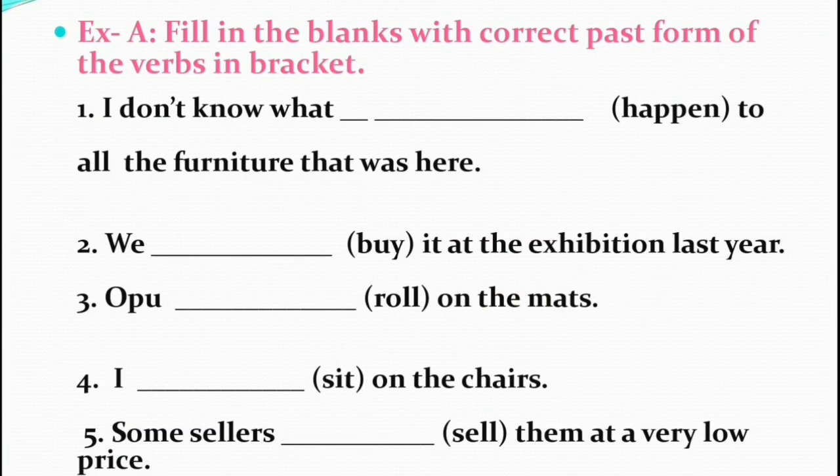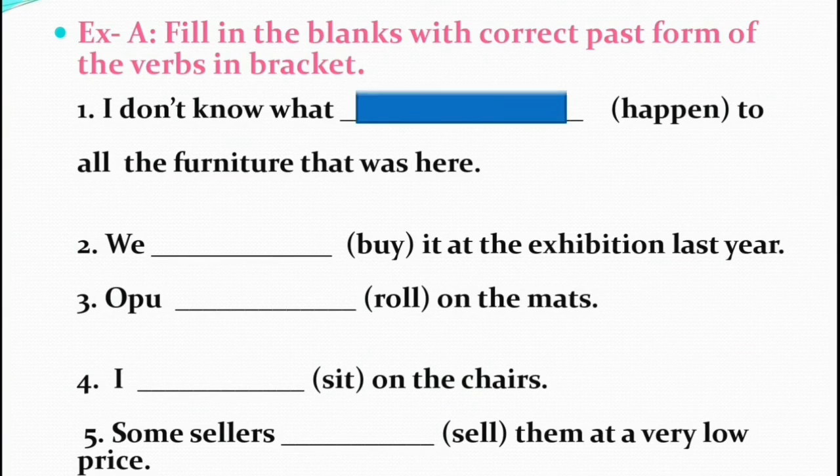Now here is one exercise given. You can see that there are some sentences given with a gap, and in brackets the verbs are given. Look at the instruction: fill in the blanks with the correct past form of the verbs in brackets. So you have to write the correct past form of the verb, and find out whether it is a regular verb or an irregular verb. Okay, the first one I have done for you. Look here. What dash, in the bracket it is given, happen to all the furniture that was here? So you can understand that you have to make all these verbs into the past form.